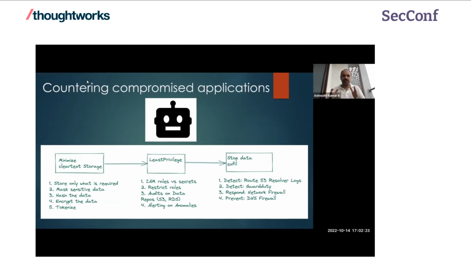So we hook this up with the resolver logs, which will tell us what bad domains are getting resolved at the DNS layer, right? So we could pipe this back into the DNS firewall. So that is number 4. AWS has also written a blog on how exactly you pipe from GuardDuty to the DNS firewall. So this is something that can be done.